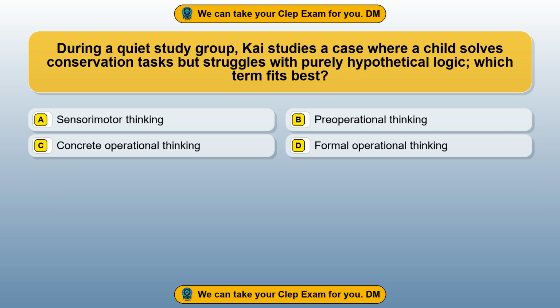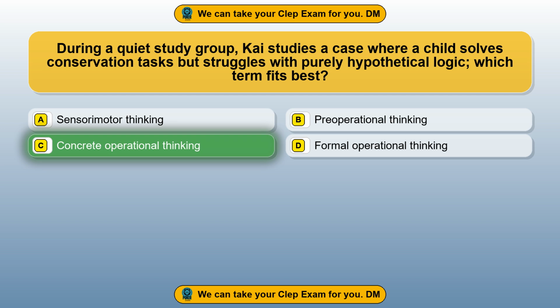Question 16. During a quiet study group, Kai studies a case where a child solves conservation tasks but struggles with purely hypothetical logic. Which term fits best? Option A, sensorimotor thinking. Option B, pre-operational thinking. Option C, concrete operational thinking. Option D, formal operational thinking. The correct answer is option C.